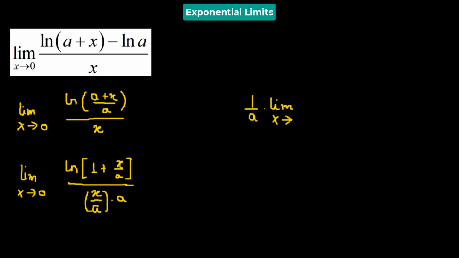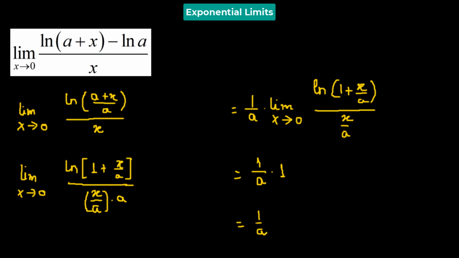So that gives us 1 over a times limit x approaching 0, natural log of 1 plus x over a, whole divided by x over a. So we have 1 over a times the definition of the logarithmic limit, which is 1. So our final answer is 1 over a. So let's move on to the next question.